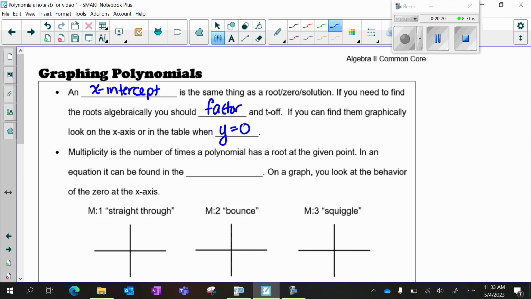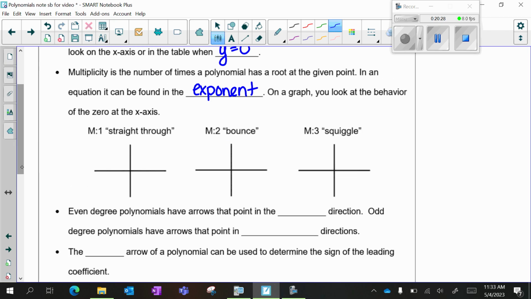Multiplicity is the number of times a polynomial has a root at a given point. In an equation, we look to our exponent, and on a graph, we look at its behavior. So for example, if it goes straight through like this, it has a multiplicity of 1. If it has a bounce like this and is what we call tangent, it has a multiplicity of 2. If it squiggles through the axes, it has a multiplicity of 3.